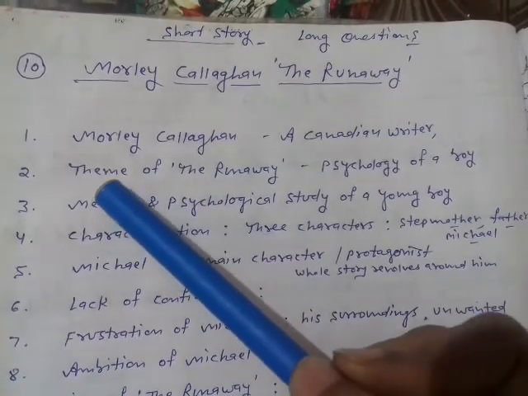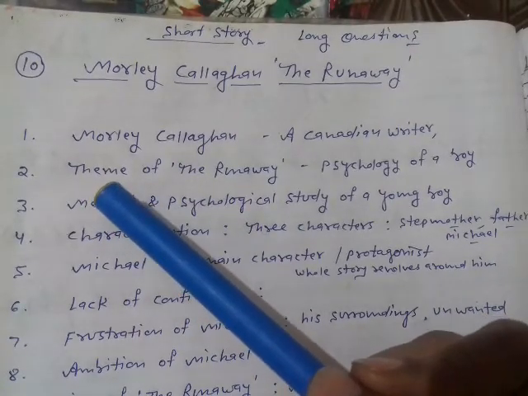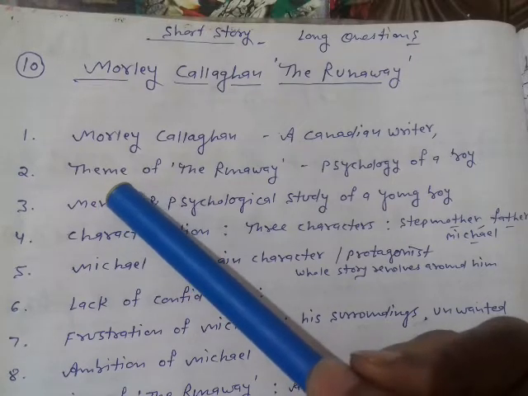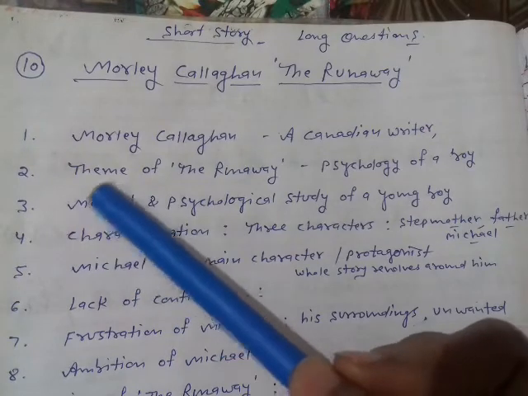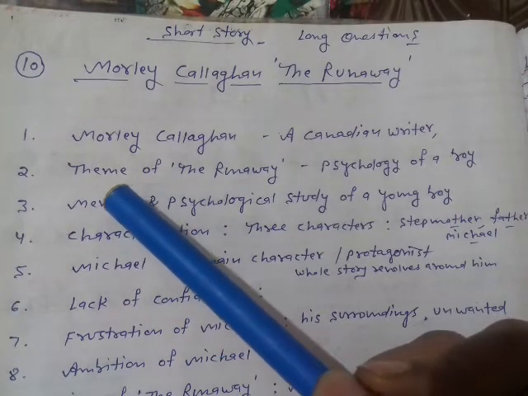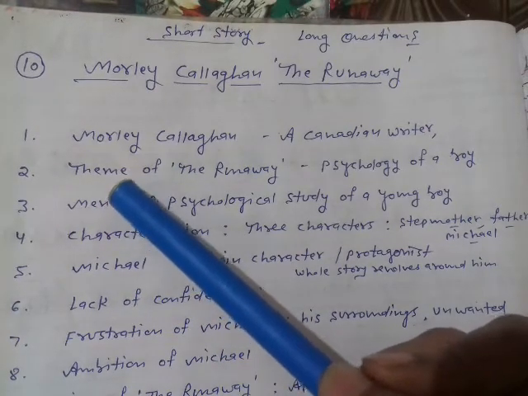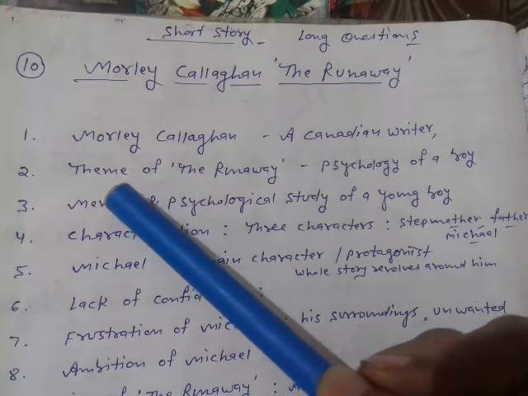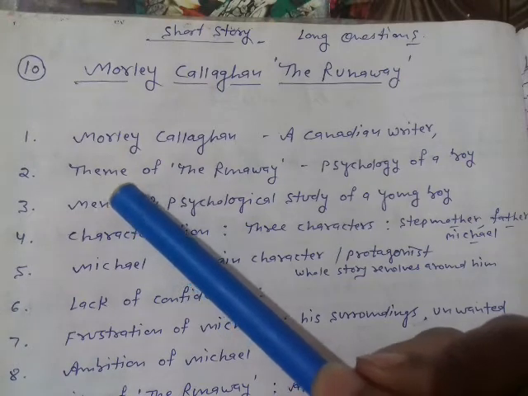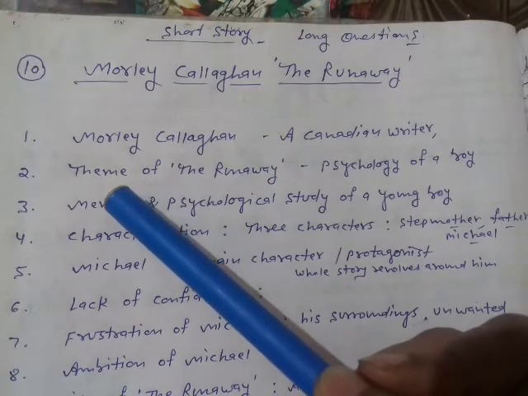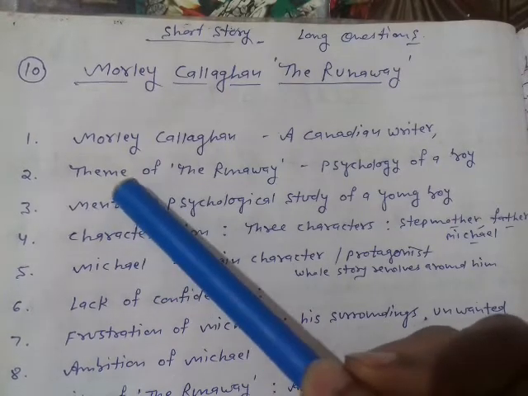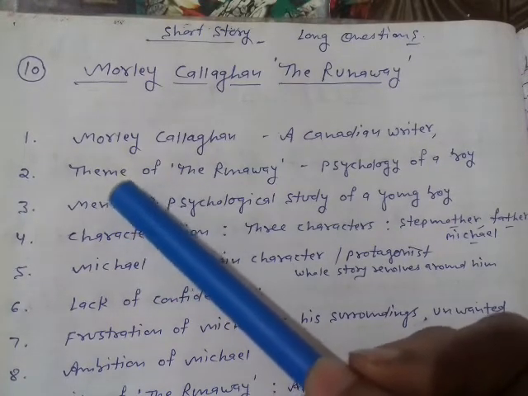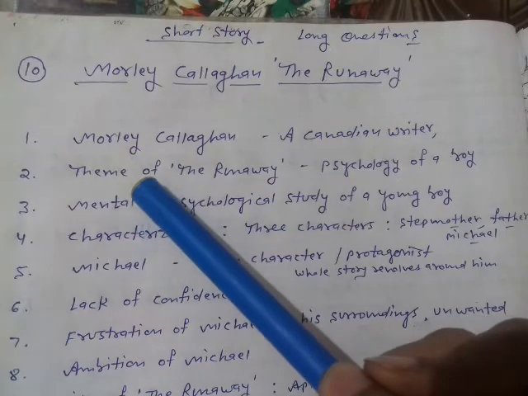Second one, the theme. Okay, what is the theme of the short story that has been prescribed in your syllabus? Theme of The Run Away. This is also a very important heading, and we all know what the theme of this short story is. It is based on the psychology, the mentality. What is the psychology of a teenager, of a young boy? So that is the main theme. In this way, within few lines you can mention very well the theme of this short story.